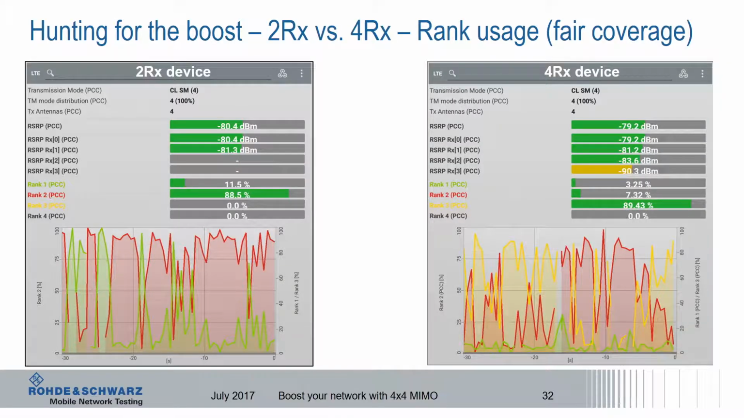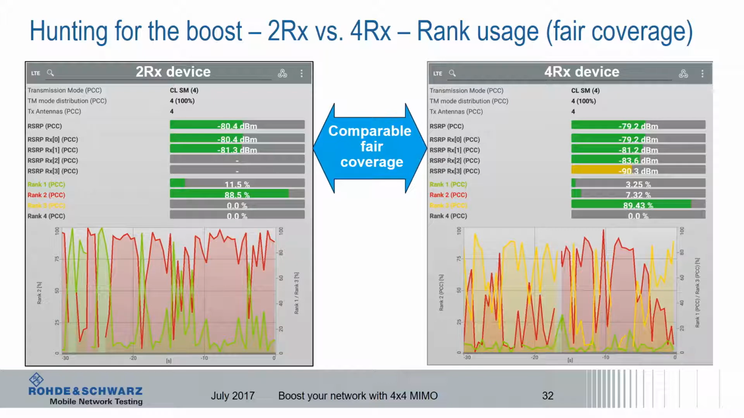Okay, so what we see here on this slide, on the left-hand side, we've got the results coming from a mobile reporting just 2 RX antennas, and on the right-hand side, we've got the results coming from another mobile supporting 4 RX antennas. Both mobiles were under the same conditions, at the same place, so in the same radio conditions, around minus 80 dBm for the signal level. How to understand the figures? It might be a little bit too tiny, so I will explain what is shown in the line charts underneath.